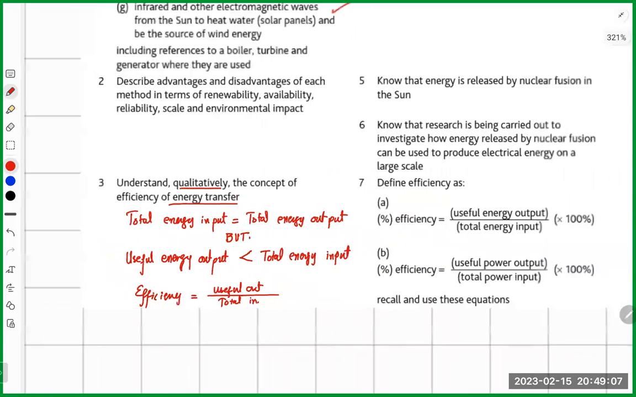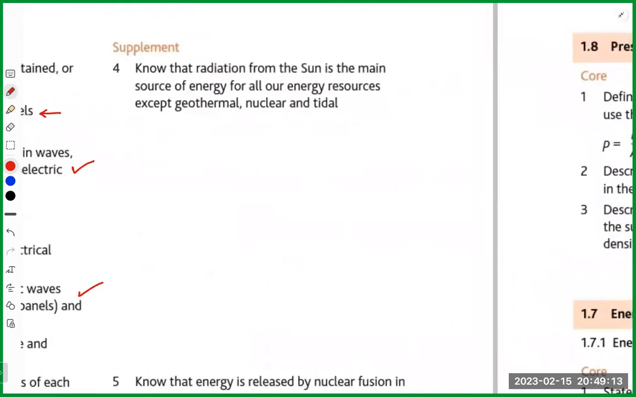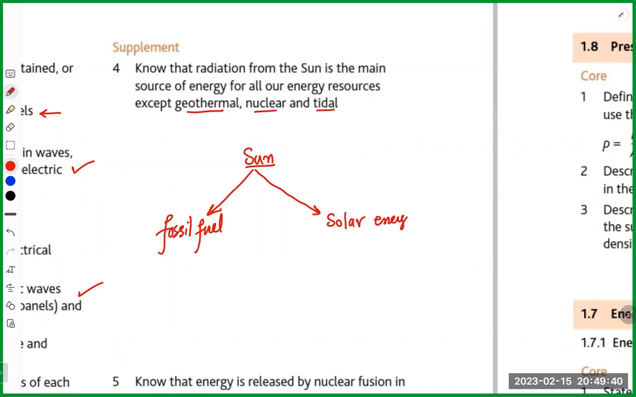Now, know that the radiation from sun remains the source of energy for all energy sources except geothermal and nuclear and tidal. Sun makes fossil fuel. Sun is the reason for solar energy. Sun is the reason behind wind energy.